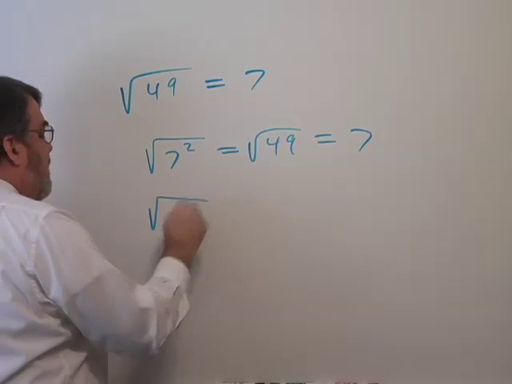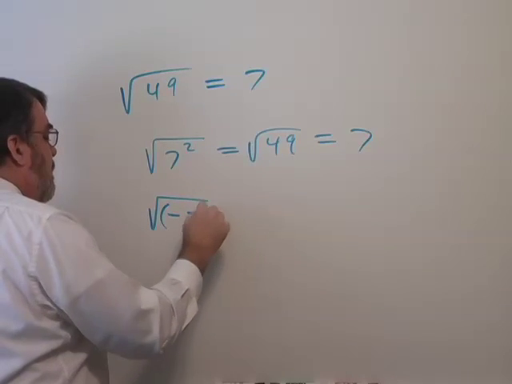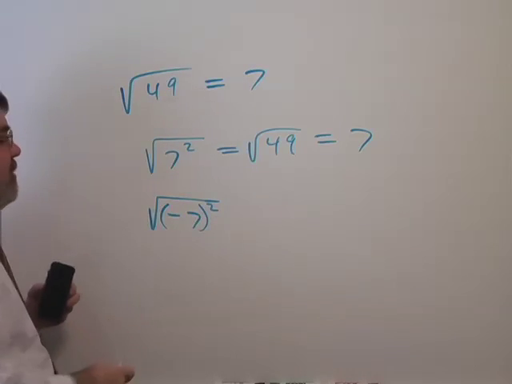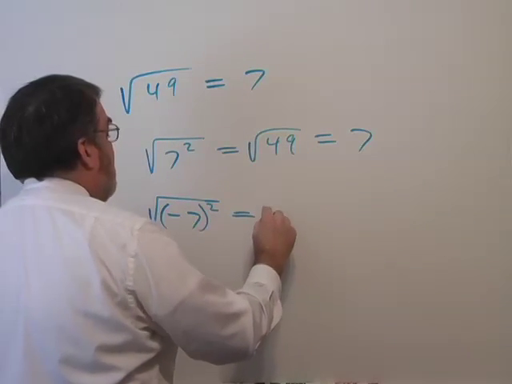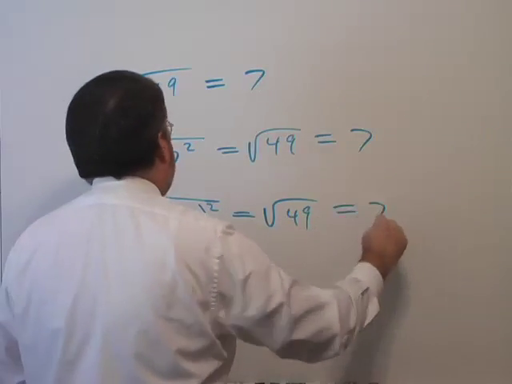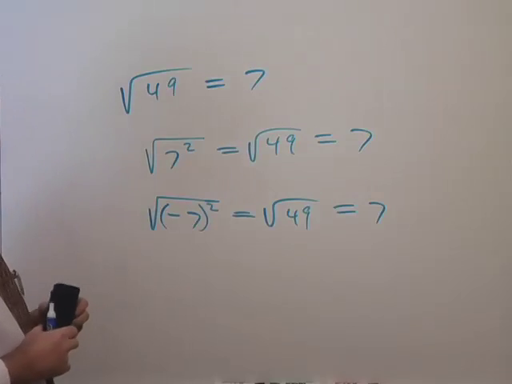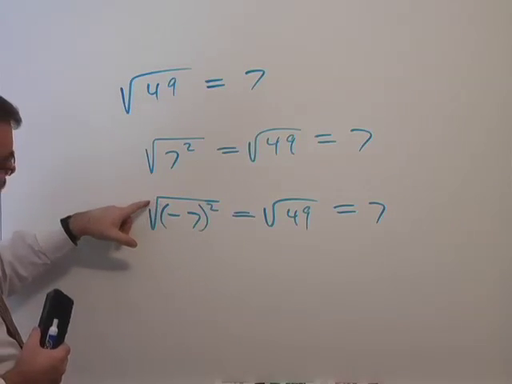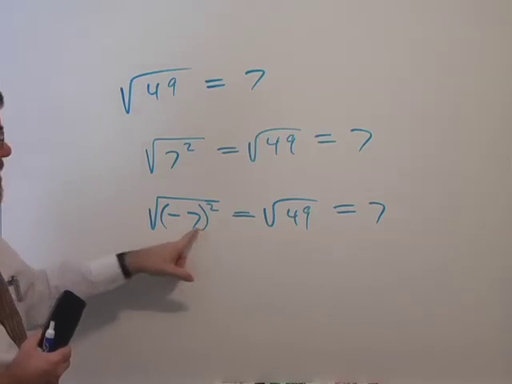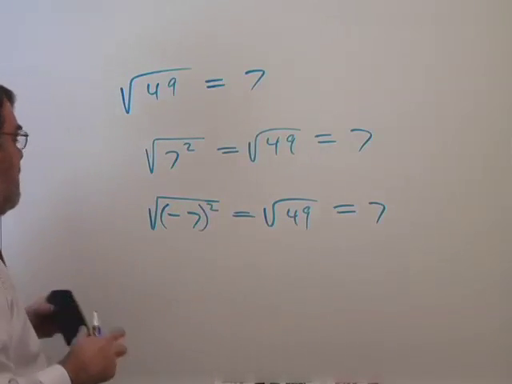But what about this situation? If I had negative 7 in parentheses squared, that does equal the square root of 49, which equals 7. And so it's not quite as simple as saying I can just take the square root to cancel the 2 and get negative 7. All right? It wouldn't work, would it?